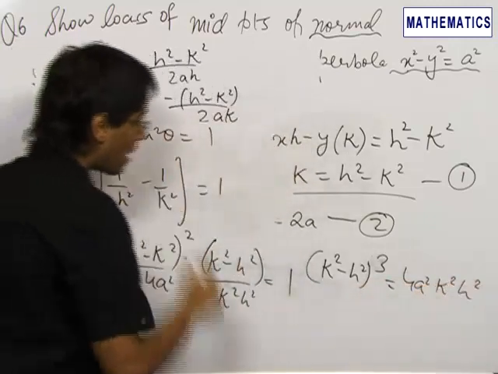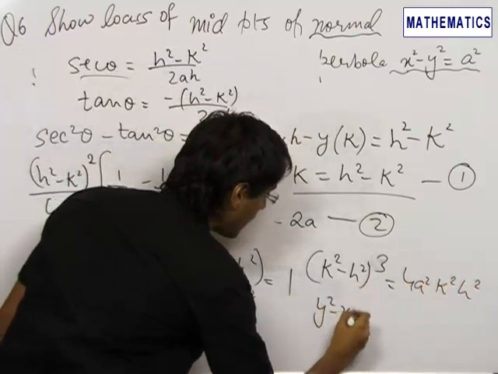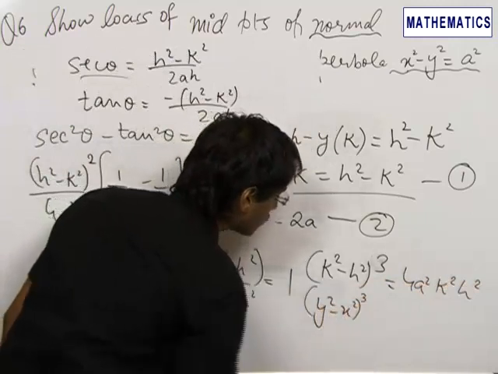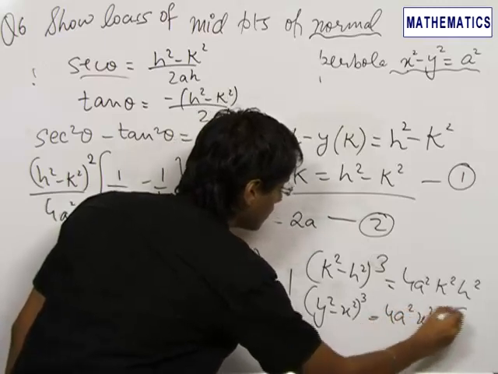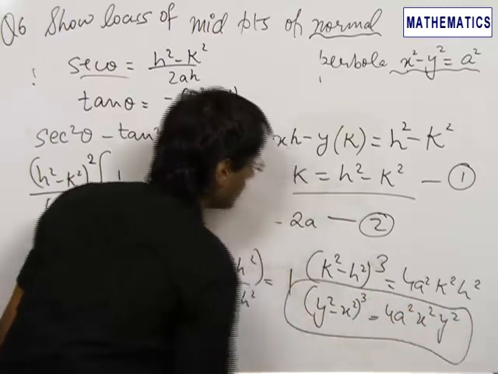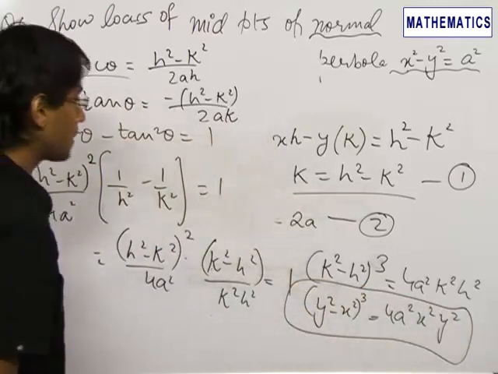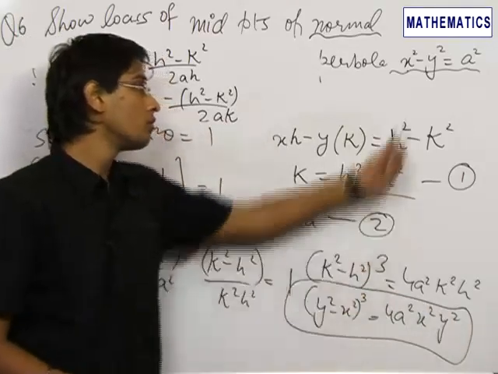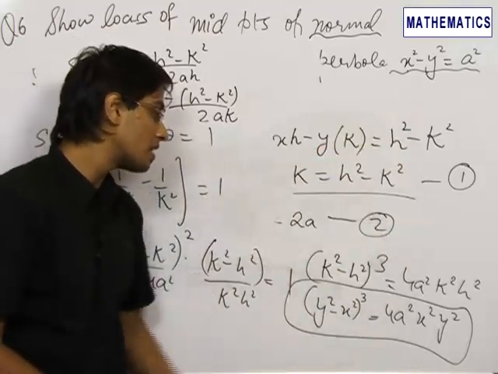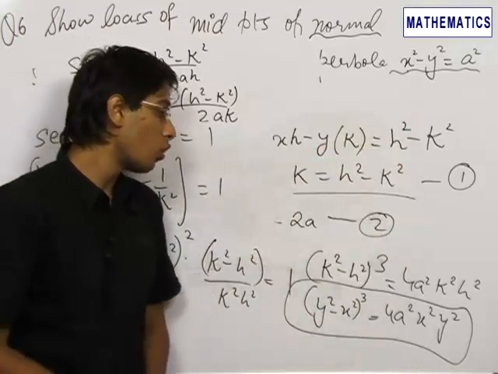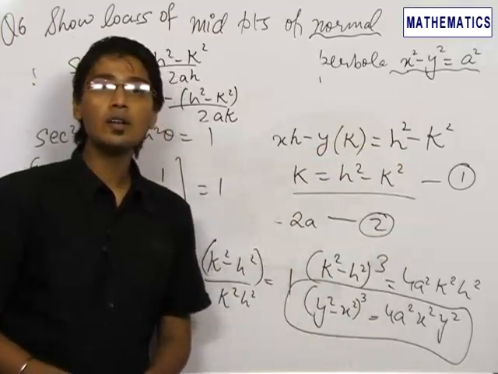Now replacing k by y and h by x, we get y square minus x square whole cube is equal to 4a square x square y square. And this is the desired locus of the midpoint of the normal chord for the rectangular hyperbola x square minus y square is equal to a square. Hence our final answer is y square minus x square whole cube is equal to 4a square x square y square.